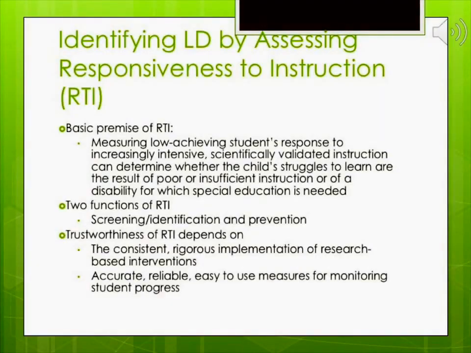Again, the video has a really good discussion about RTI. The important point here is RTI is for general education. It is used to screen all children. Identification is made as children have increasing difficulty after typical instruction, and then stronger interventions and supports are put into place.